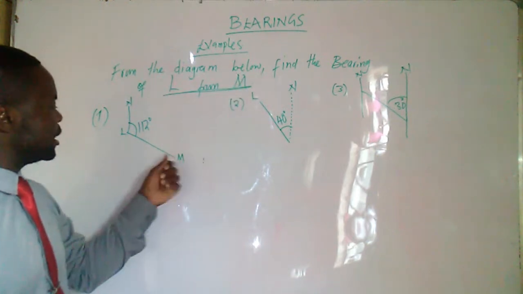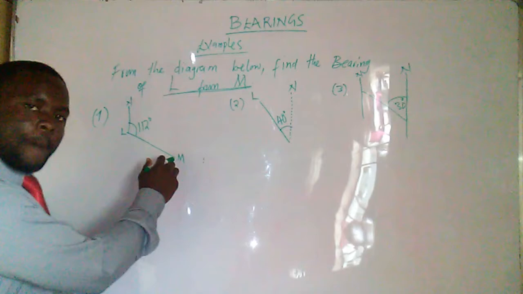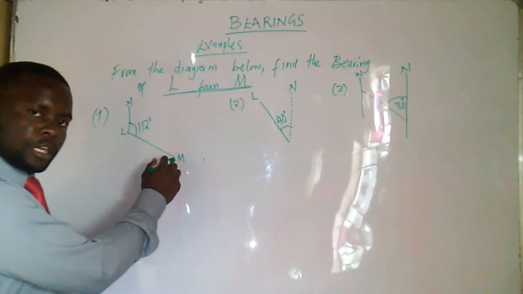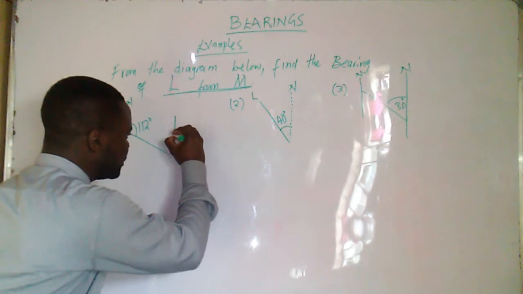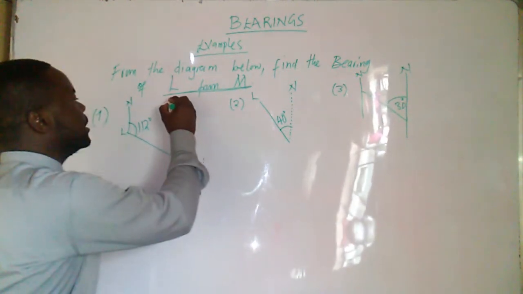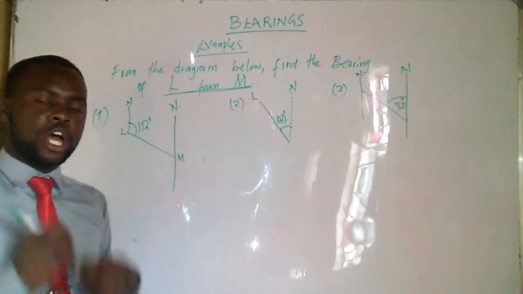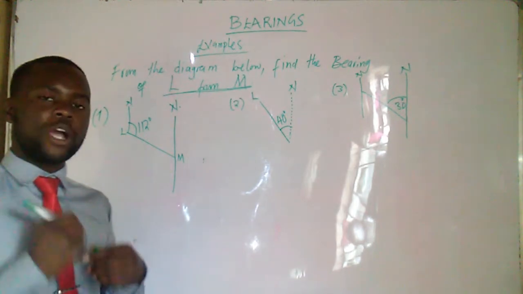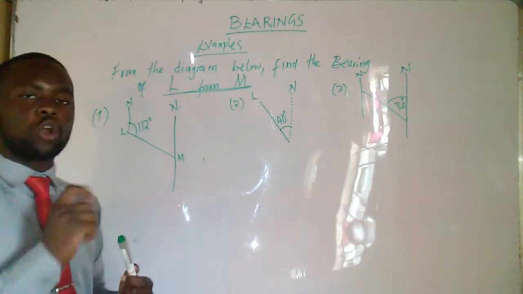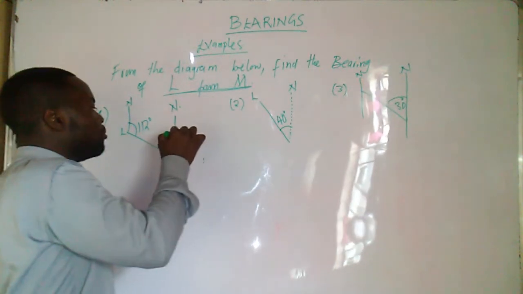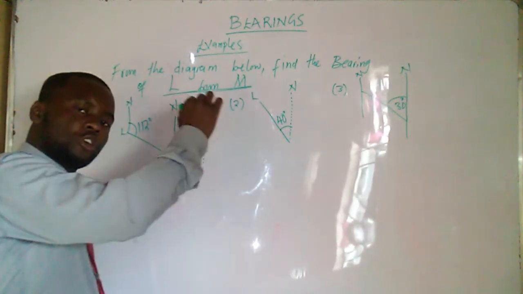When you go to M, this is our M. When you go to M, what must you do? Rule number 2, make your true north. Draw your true north. So I'm going to draw my north. This is my north. Okay? So when you make your true north, rule number 3, move clockwise direction starting from your true north. So starting from this true north, move clockwise direction. So this is clockwise direction.